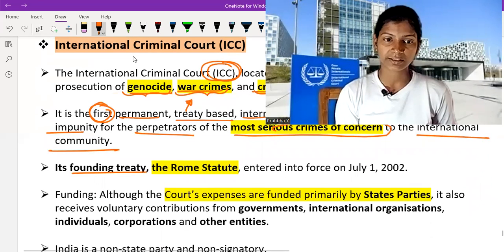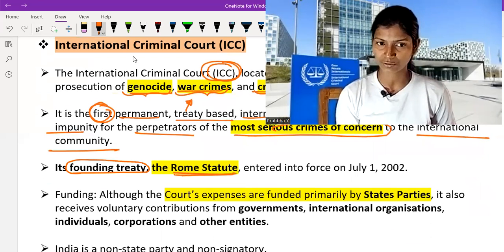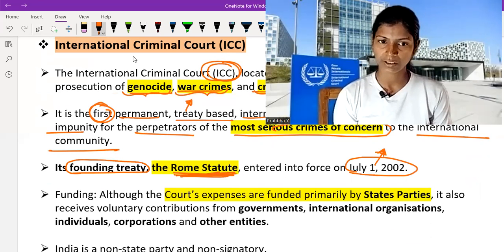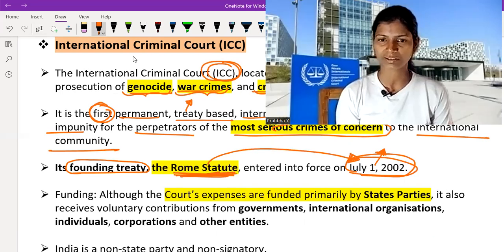Its founding treaty, from which it has emerged, is called the Rome Statute. It entered into force on July 1st, 2002. So this statute came into force on July 1, 2002. That means 20 years from now.